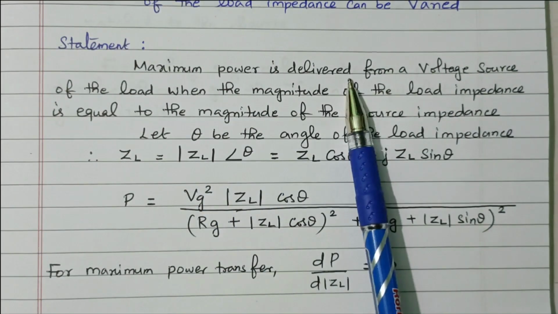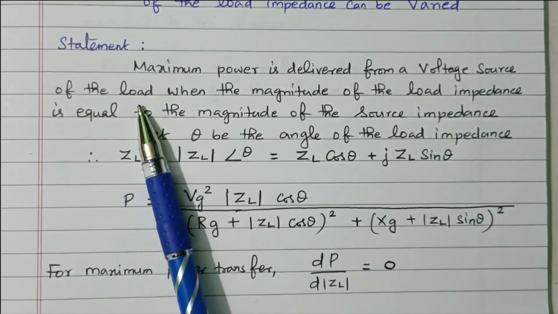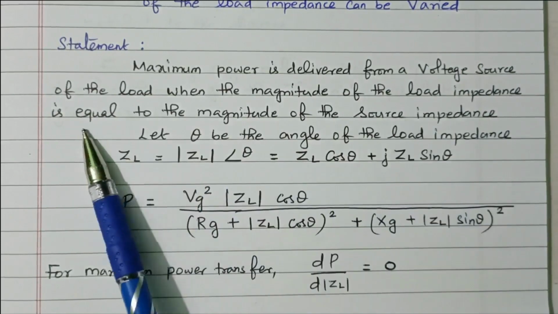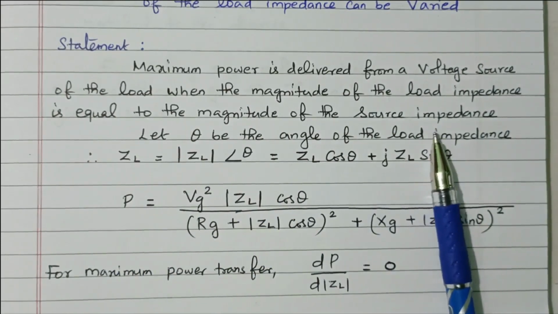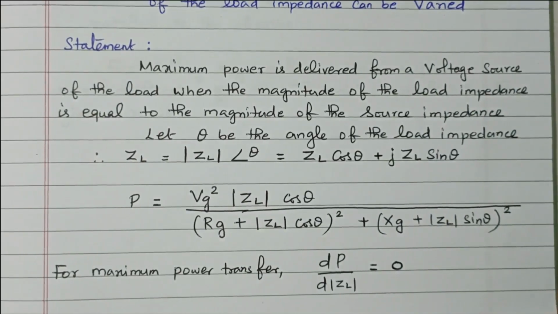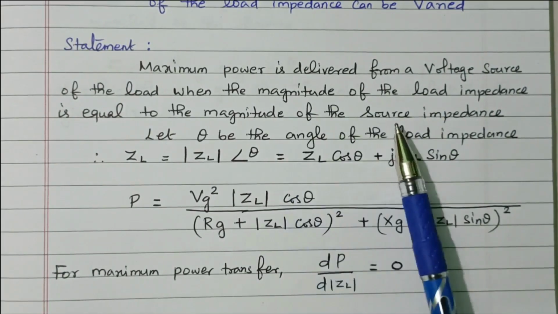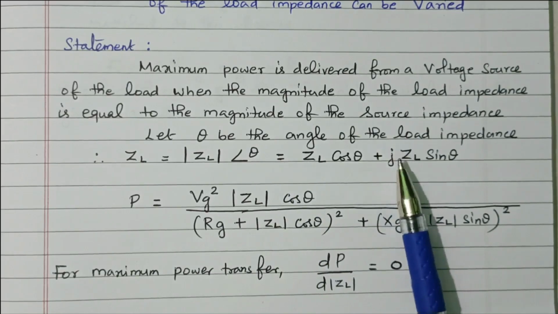Maximum power is delivered from a voltage source to a load when the magnitude of the load impedance is equal to the magnitude of the source impedance. Previously we had the complex conjugate. Now here we are concentrating only on the magnitude. So the magnitude of the load impedance is equal to the magnitude of the source impedance, right? Only the magnitude is considered.